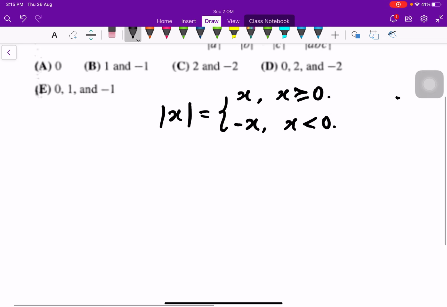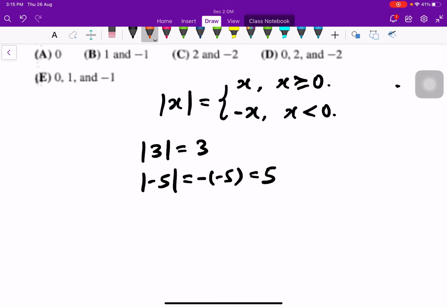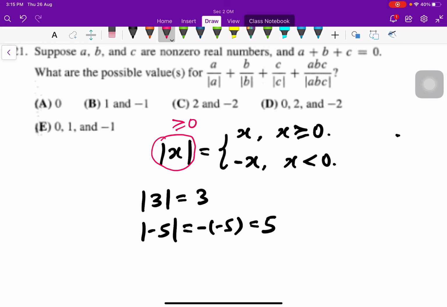Take for example, the absolute value of 3 will be just equal to 3, right? And the absolute value of minus 5, what does it say? It converts the negative 5 into 5. Therefore, in short, the absolute value is always greater than or equal to 0. That means absolute value cannot be negative.